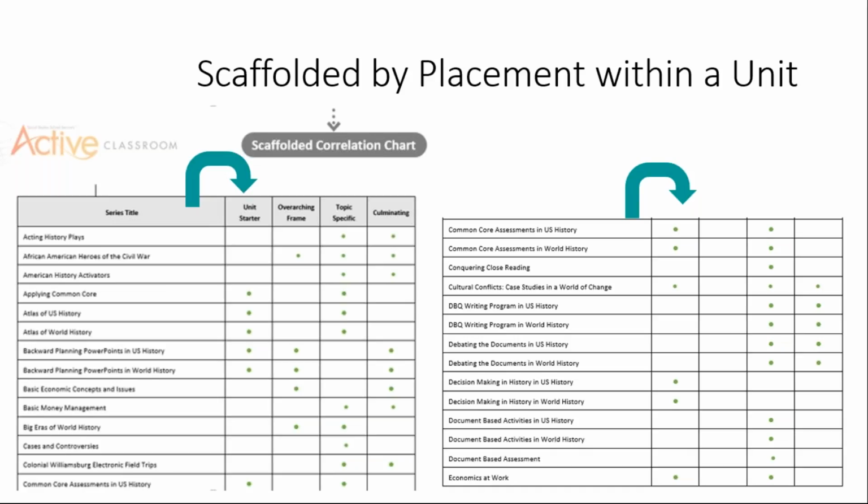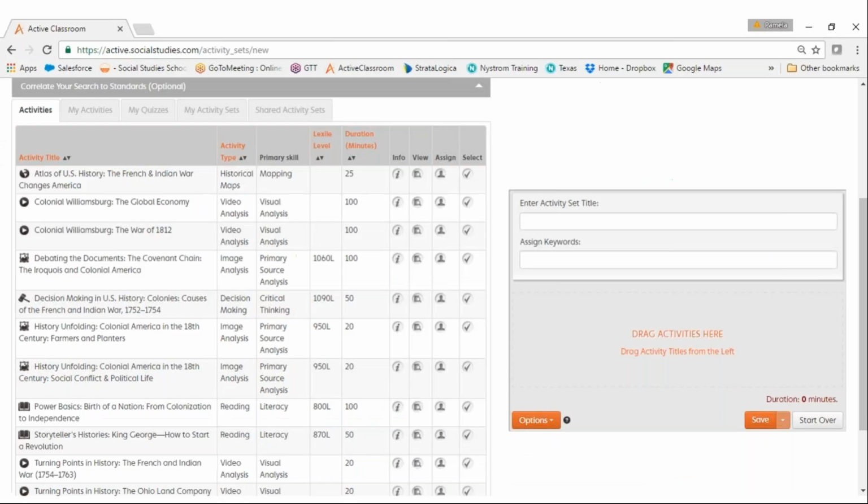Well, I see a range of things from atlases to backward planning PowerPoints, and I see some Common Core activities and decision-making activities. Well, decision-making activities are one of my favorite activities in Active Classroom, so I know I'm excited about that. Let's go back now to Active Classroom and see how we can make use of this.